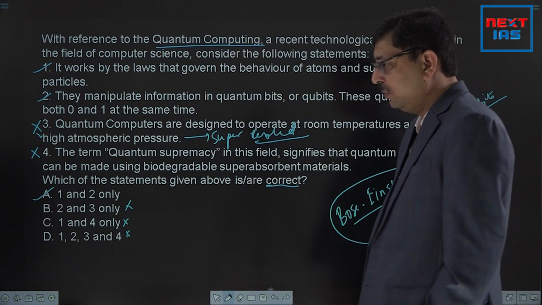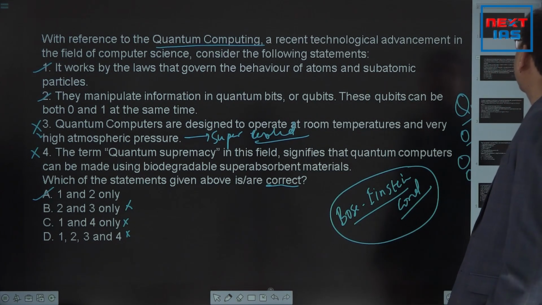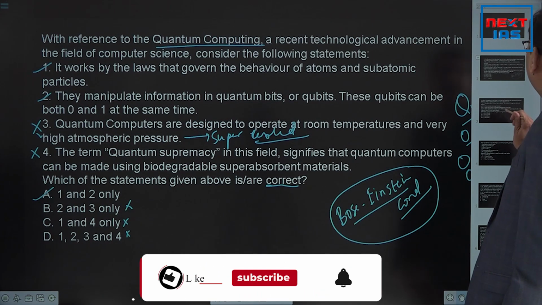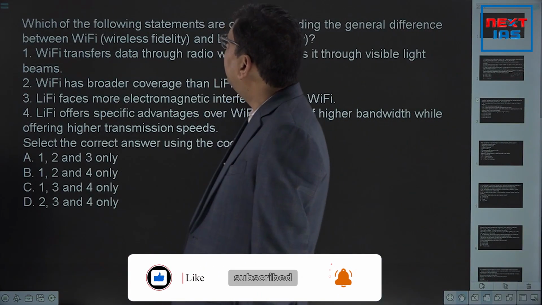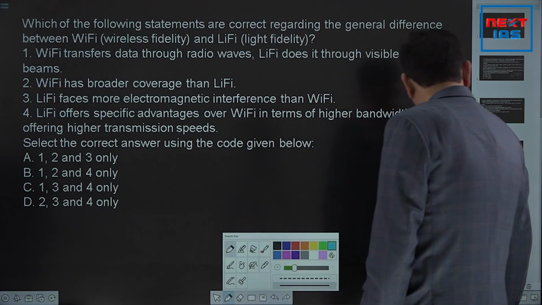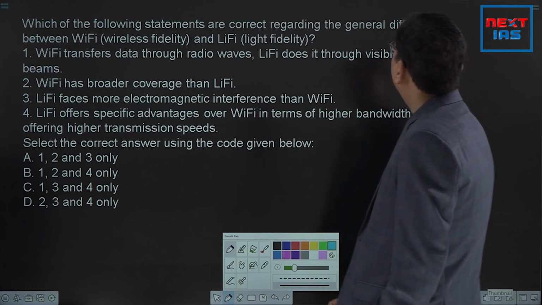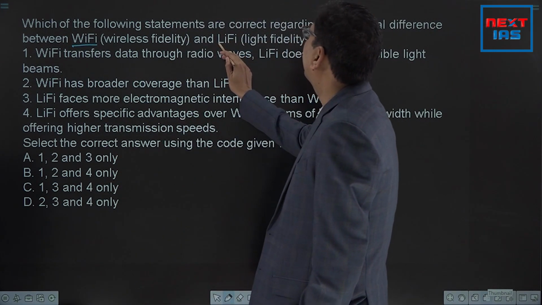So in quantum computers, the first question, the correct answer being 1 and 2. Now after that, if we see the next question: which of the following statements are correct regarding the general difference between Wi-Fi and LiFi?